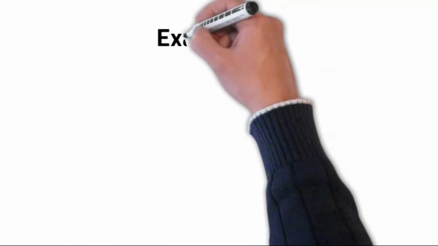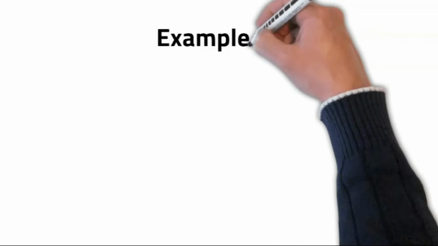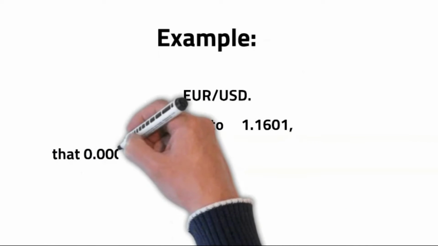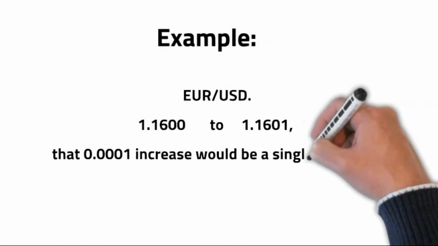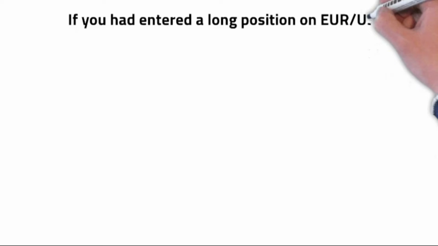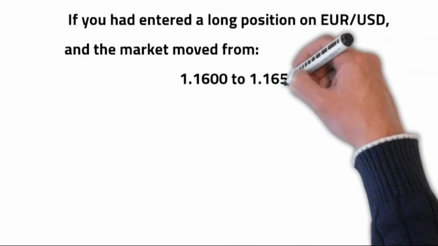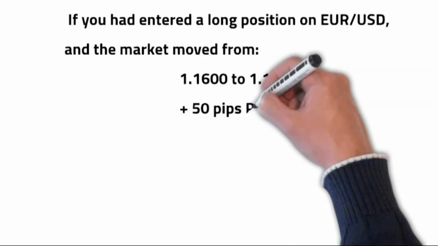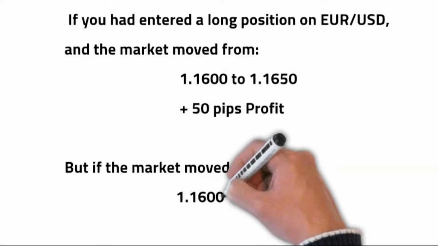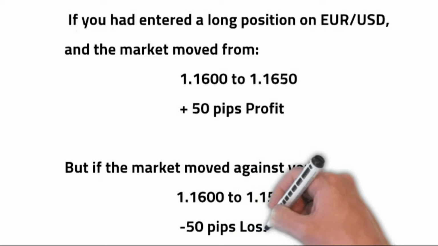Let me give a quick example of a pip. Let's take a look at the euro to US dollar currency pair. If the market moves from 1.1600 to 1.1601, that 0.0001 increase would be a single pip move. If you had entered a long position on euro to US dollar, and the market moved from 1.1600 to 1.1650, you would have gained 50 pips and profited from the increase. But if the market moved against you, falling from 1.1600 to 1.1550, this decline of 50 pips would mean that your position made a loss.